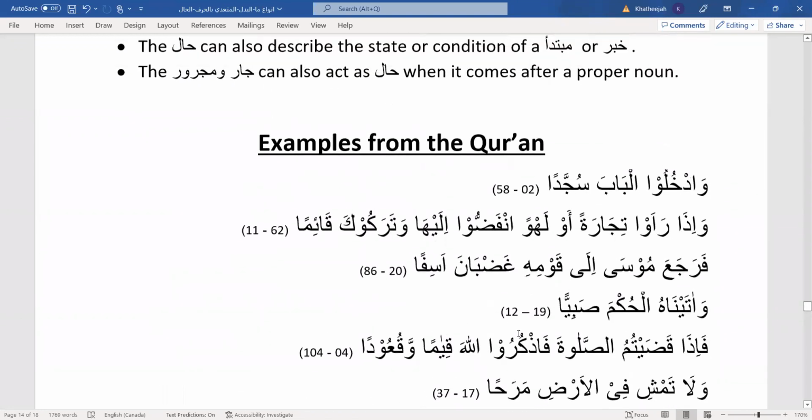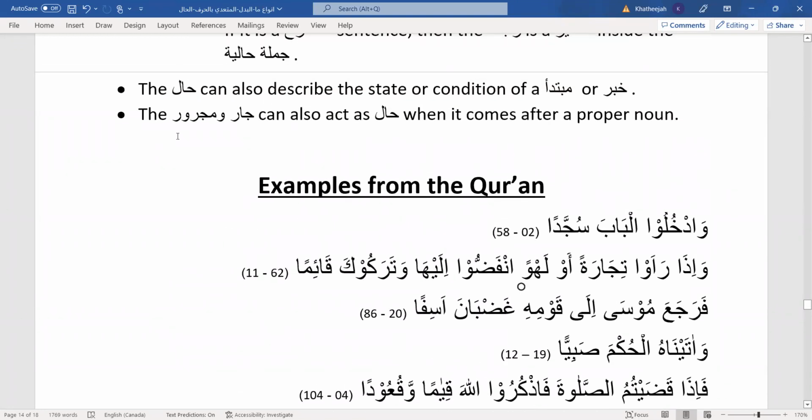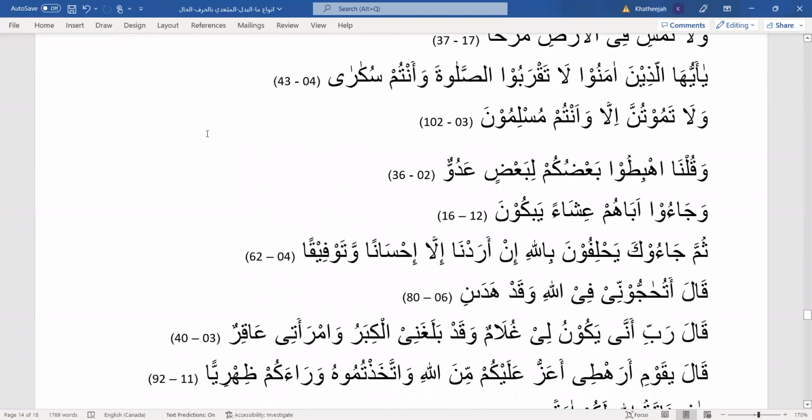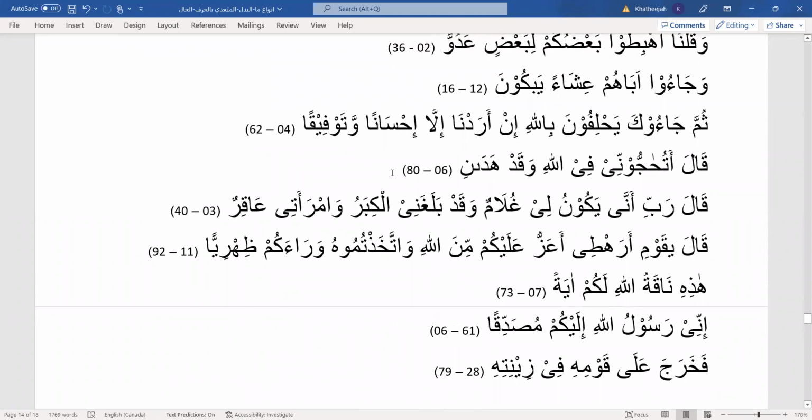Now, the last thing before I conclude: sometimes the jar majroor can come as a hal also. And when it happens, it comes after a proper noun in the sentence. If there is a proper noun in a sentence and right after it a jar majroor is used, it is possible that it is hal. Not all the time, but it's possible that it is used as hal. And this last example is of that.